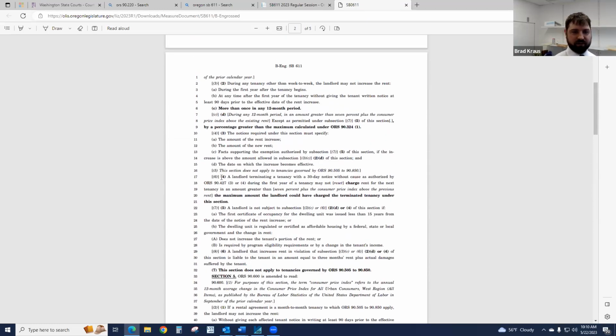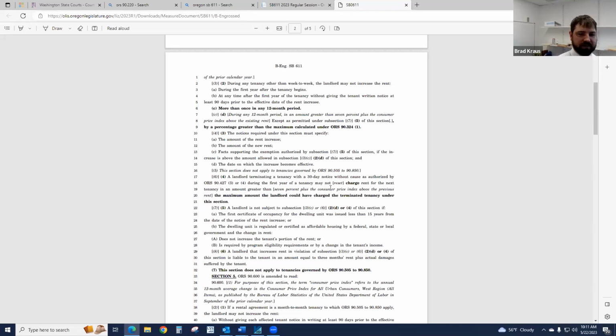Yep, so here's the provision of the law. They just switched the numbering. I just wanted to make sure that all they were switching was the numbering. So it's the same as the current law: a landlord terminating a tenancy with a 30-day notice without cause as authorized by 90.427 sub 3 or sub 4 during the first year of the tenancy may not charge rent for the next tenancy in an amount greater than the maximum amount the landlord could have charged the terminated tenancy under this section.